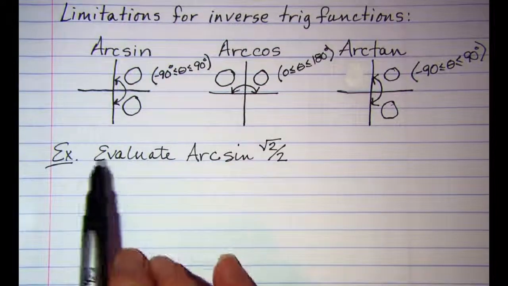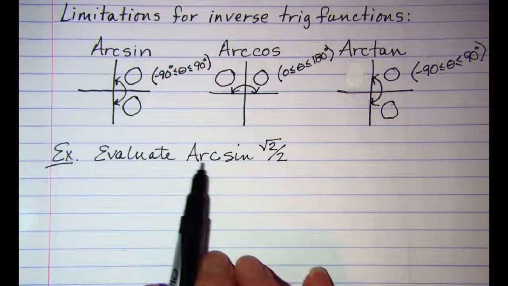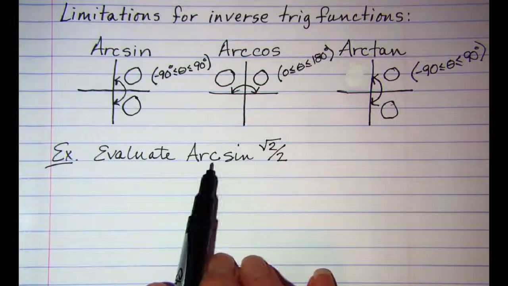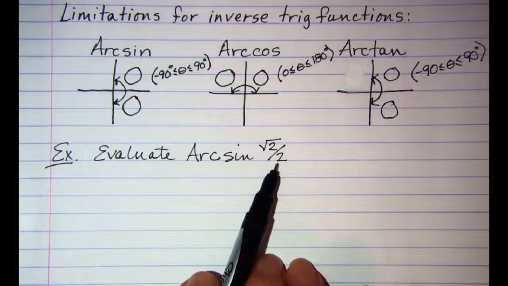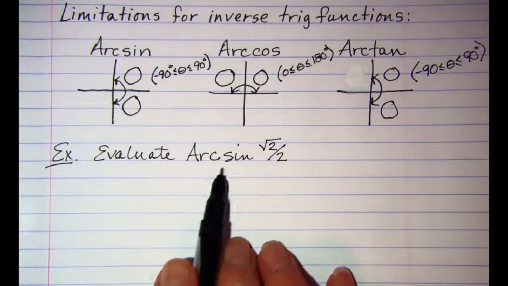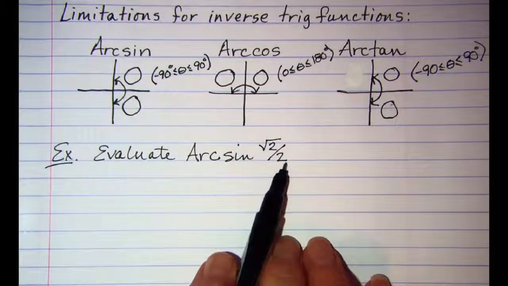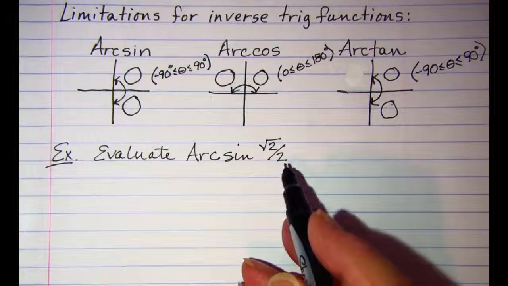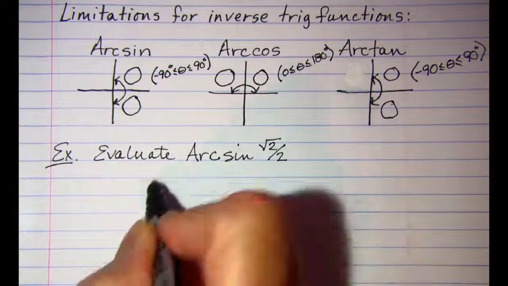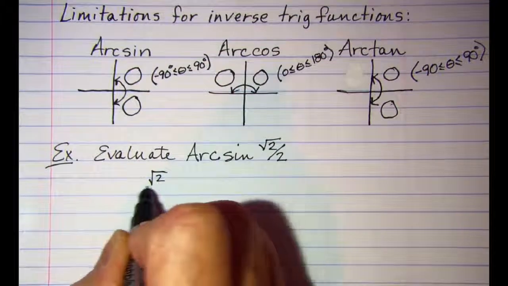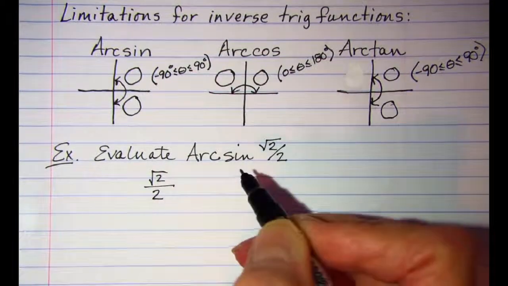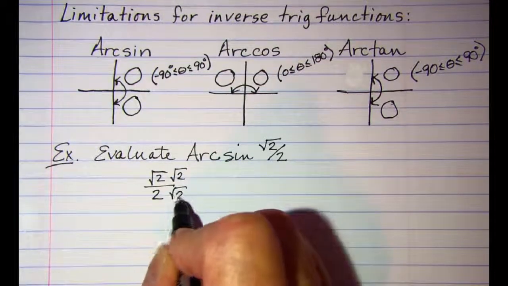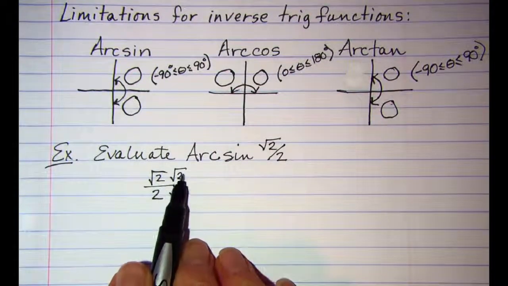And let's do an example. We're asked to evaluate arcsine root 2 over 2. So we want to find the angle whose sine is root 2 over 2. If you don't recognize this as the ratio of one of our special angles, you may want to unrationalize the denominator. So we can do that the same way we would when we rationalize the denominator. Let's multiply top and bottom by root 2. So basically we're rationalizing the numerator.